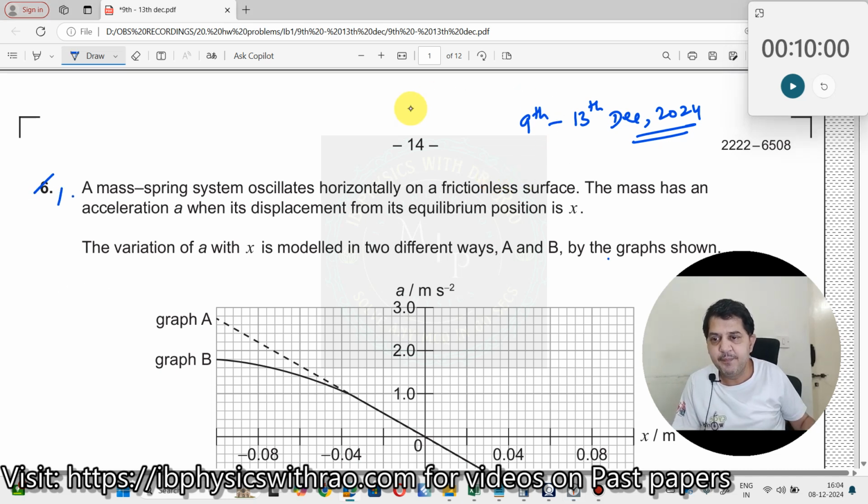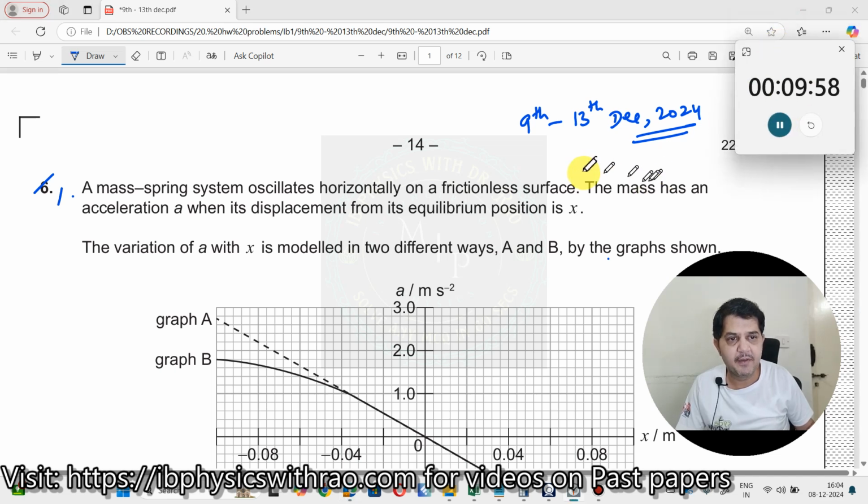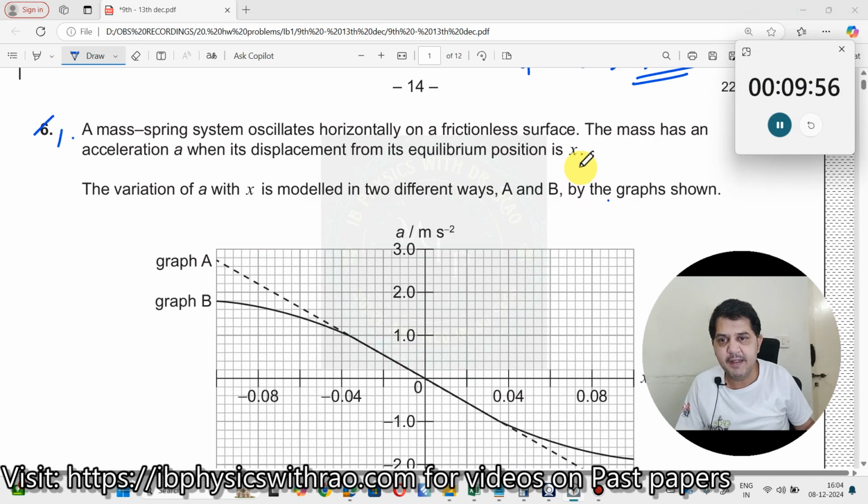Question number 1. A mass spring oscillates horizontally. This is for 10 marks, so I allotted 10 minutes for this. Now, a mass spring oscillates horizontally on a frictionless surface. The mass has an acceleration a when its displacement from its equilibrium position is x.